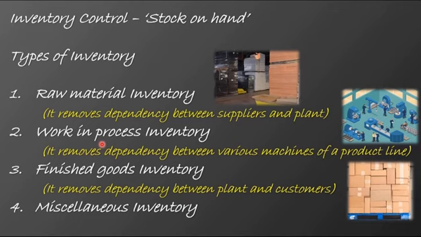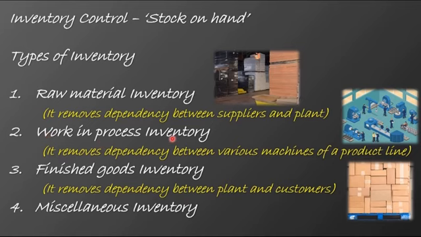For example, raw material inventory is the raw material used for the production process. So if raw material is not available or if there is any uncertainty in supply of the raw material, there are the chances of stoppage of production. So we have to keep raw material inventory.